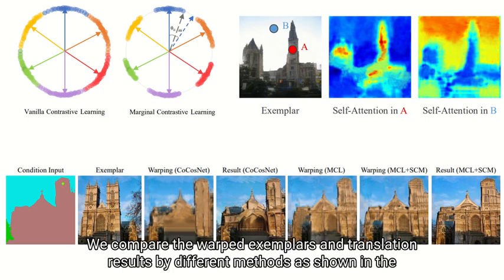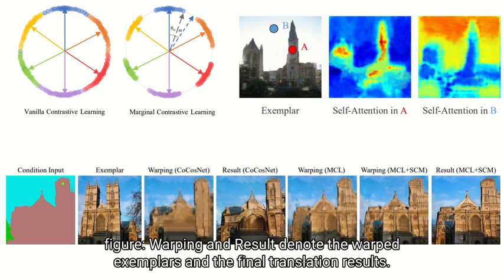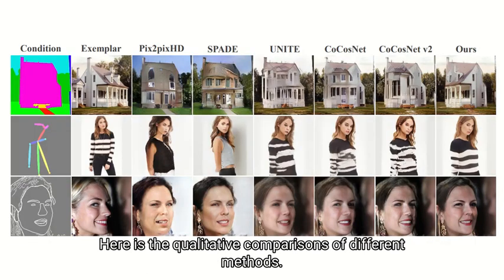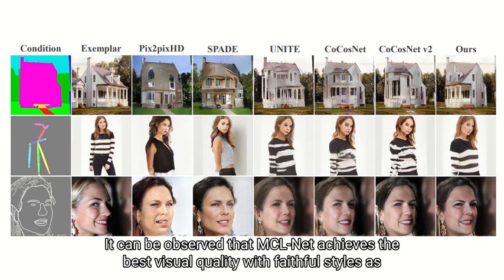We compare the warped exemplars and translation results by different methods as shown in the figure. Warping and result denote the warped exemplars and the final translation results. MCL and SCM denote our proposed marginal contrastive learning and self-correlation map, respectively. Here are the qualitative comparisons of different methods. It can be observed that MCLNet achieves the best visual quality with faithful styles as the exemplars.